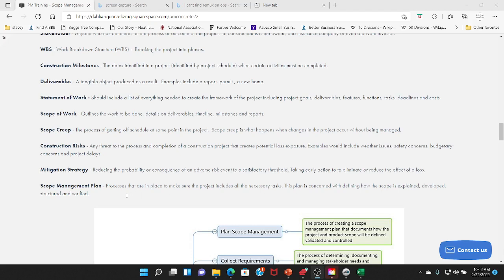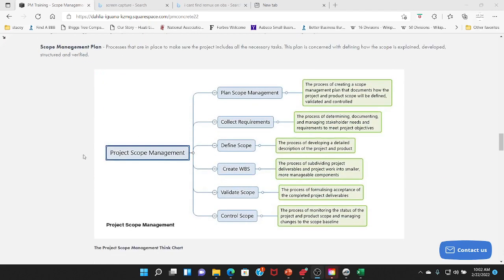How we're going to structure it, and then how we're going to verify that the things that we have planned are actually done. So, project scope management involves all of these things. Okay, and so plan scope management, the process of creating a scope management plan that documents how the project and project scope will be defined, validated, and controlled.